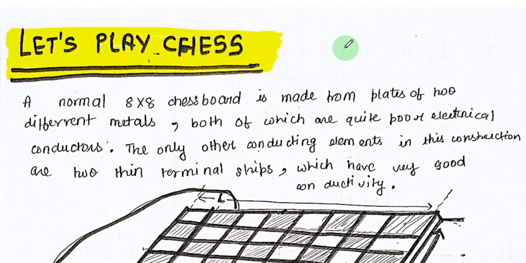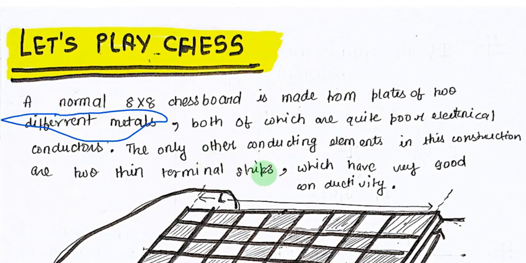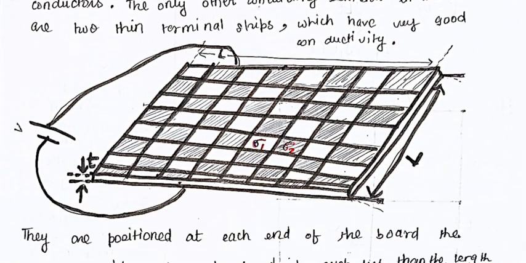So, the title of the problem is Let's Play Chess, and here goes the problem. A normal 8 cross 8 chessboard is made from plates of two different metals. So we have two different metals of different conductivity, sigma 1 and sigma 2. The only conducting elements in this construction are the two thin terminal strips, which have very good conductivity. These two terminal strips, as you can see here, are of thickness t. This terminal strip is the metal strip that will give us the conductive part of the board, and all these black plates and white plates are the conductive plates, one of conductivity sigma 1 and one of conductivity sigma 2.